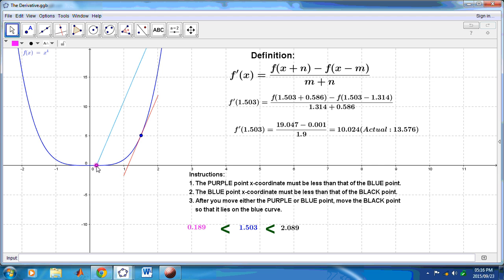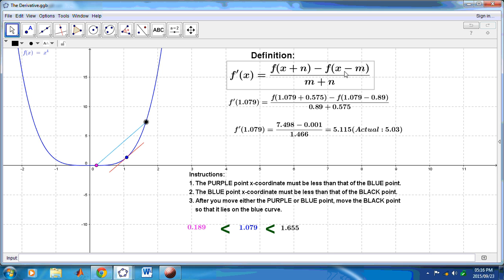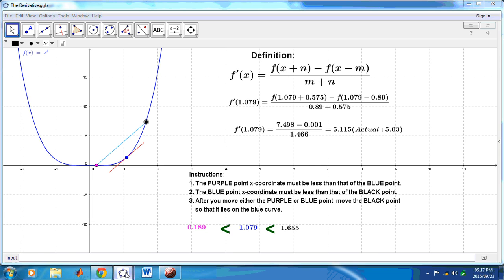We can also move that away and move that away, in which case we'd have to bring that back on the curve to get approximately the same value. You can experiment with this applet and see the calculations working. You will notice also that there is always a set of parallel secants to a given tangent line.